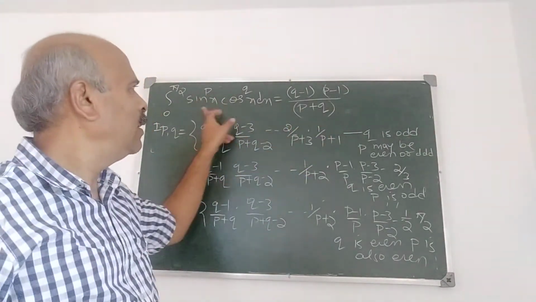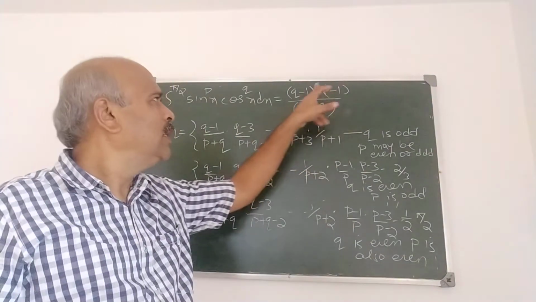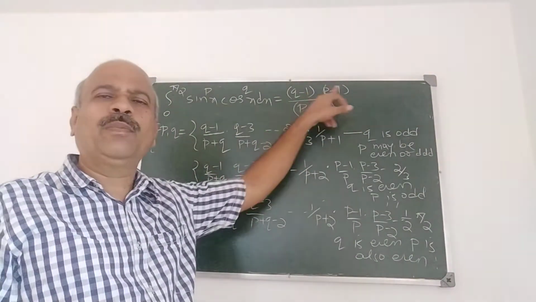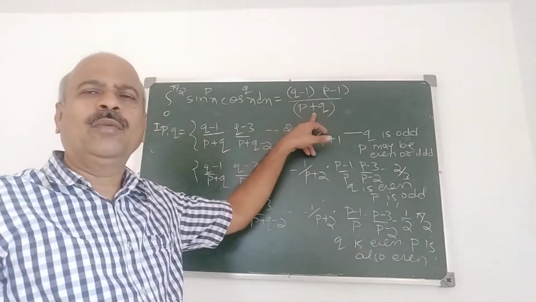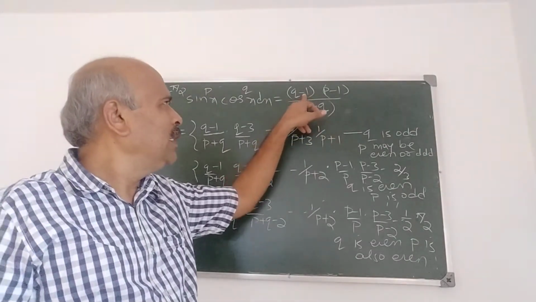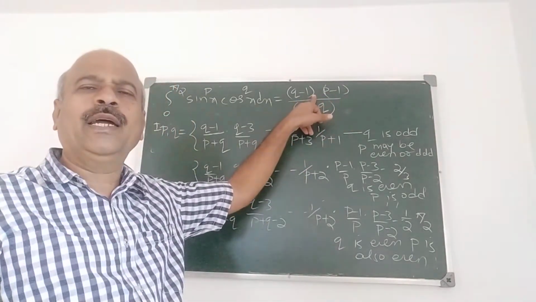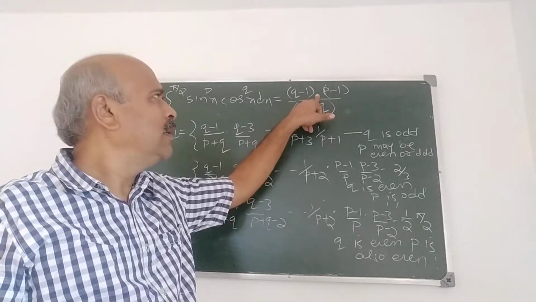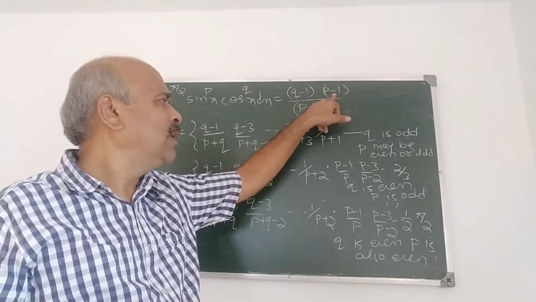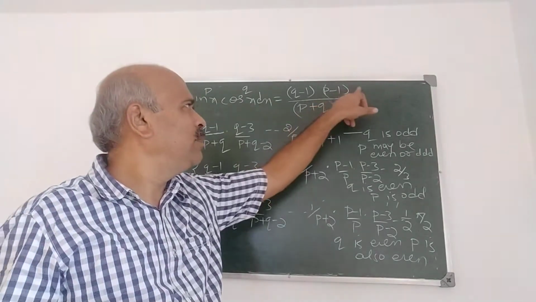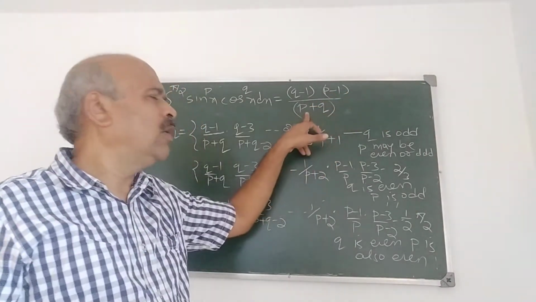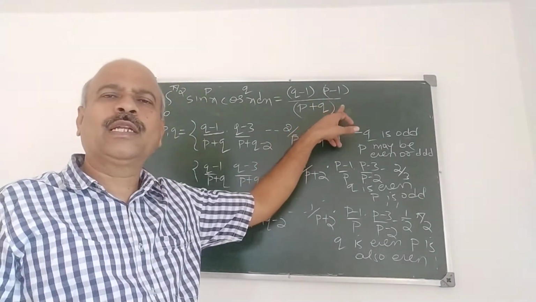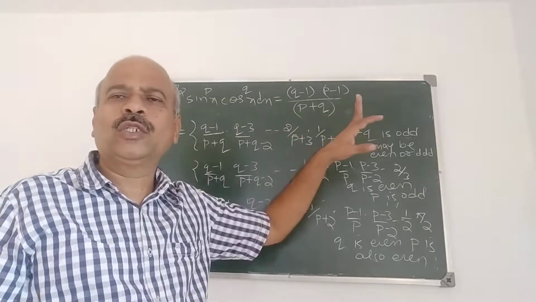In the formula there will be three factors. In the numerator, q minus 1 and p minus 1 are there. In the denominator, p plus q. And each factor decreases by 2. Q minus 1, next factor is q minus 3, q minus 5 and so on. Here p minus 1, next factor is p minus 3 and so on. Denominator p plus q, next factor is p plus q minus 2 and so on.